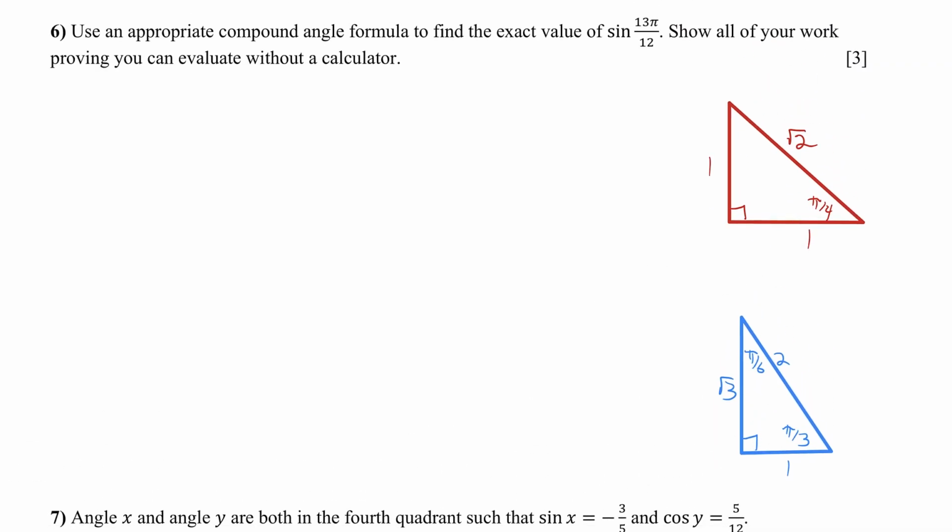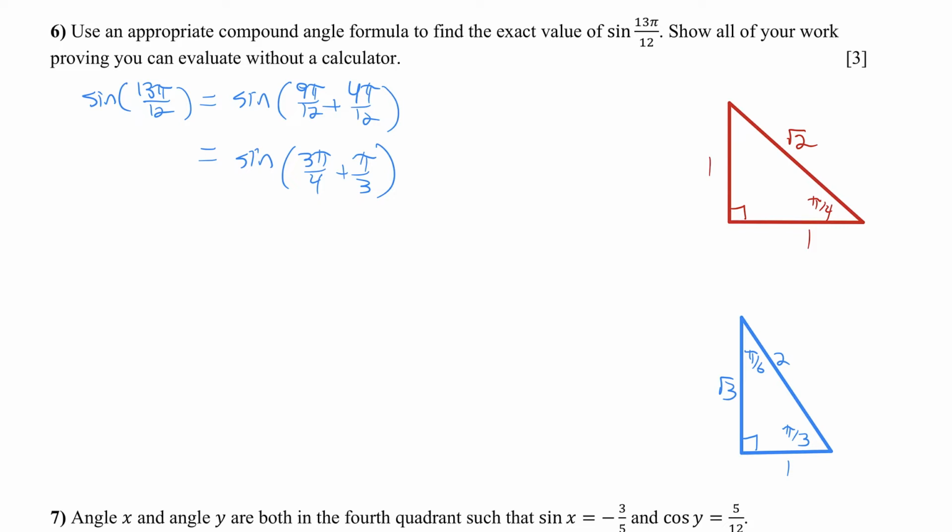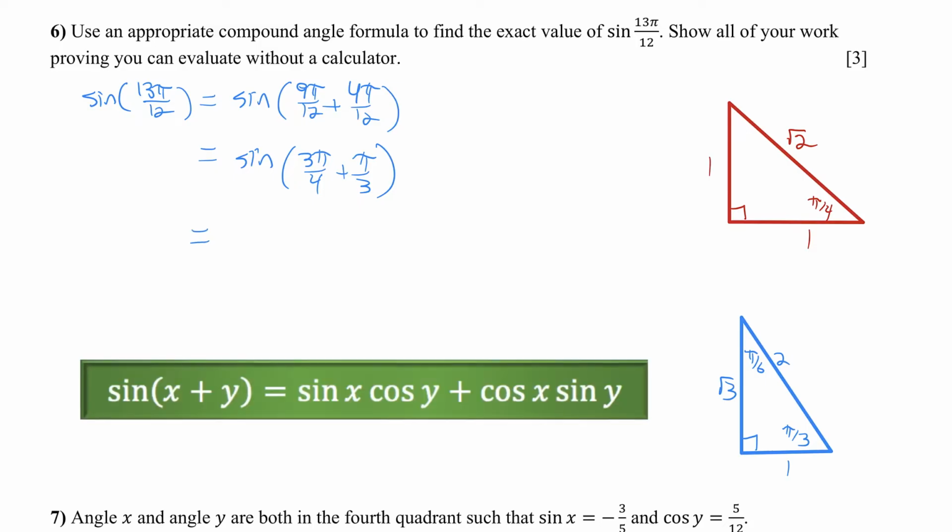If I want to find the exact value of sine of 13 pi over 12, I'm going to have to rewrite the 13 pi over 12 as a compound angle, so as a sum or difference of angles, that I'm able to use my special triangles to help me get the exact values of. So I am going to rewrite 13 pi over 12 as 9 pi over 12 plus 4 pi over 12. The reason why I know those would be good angles to break it into is because both of those reduce to 3 pi over 4 and pi over 3. And I notice that both of those angles I reduced to would have their reference angles that are in the special triangles.